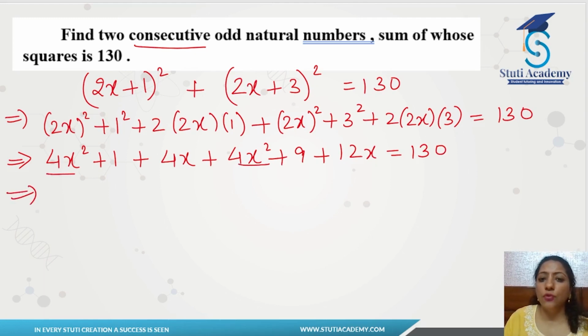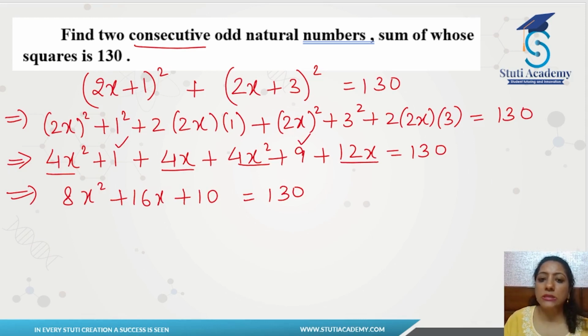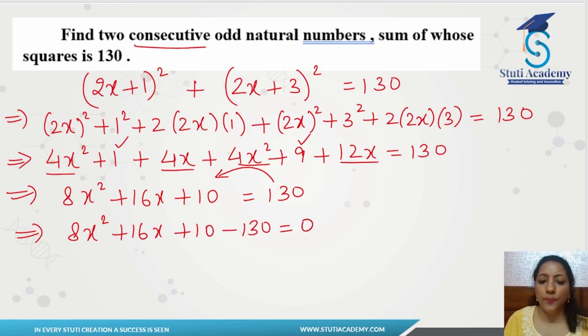Now this 4x square and 4x square will give us 8x square. 4x plus 12x will give us 16x. 1 plus 9 will give us 10 equal to 130. This equal to 130 I have written as it is. This we are going to take towards the left hand side and it will become minus 130. So we have 8x square plus 16x plus 10 minus 130 is equal to 0. So we have 8x square plus 16x minus 120 is equal to 0.